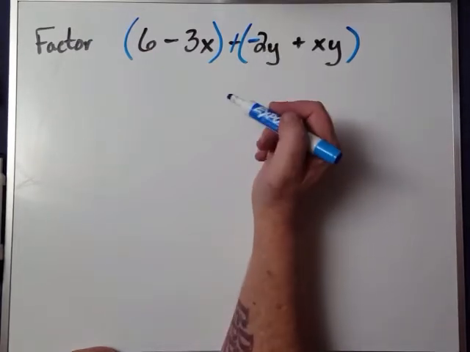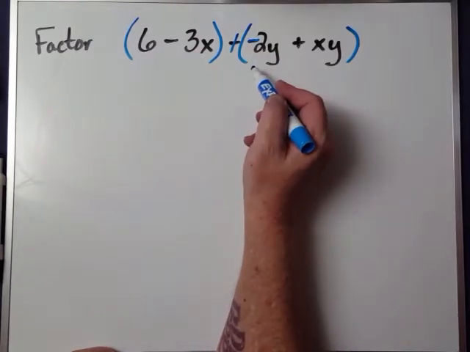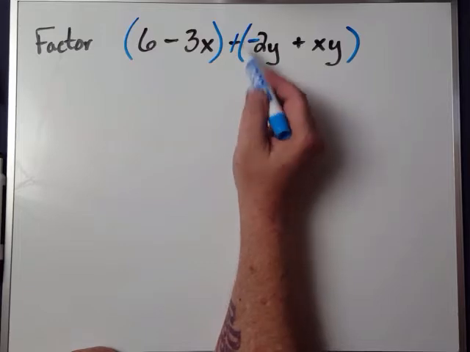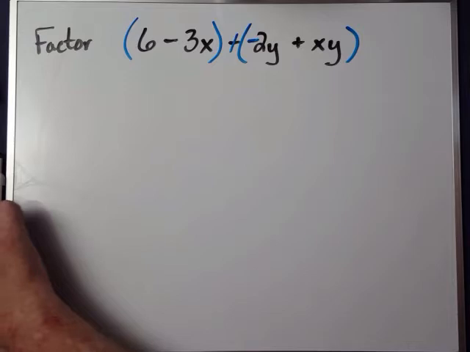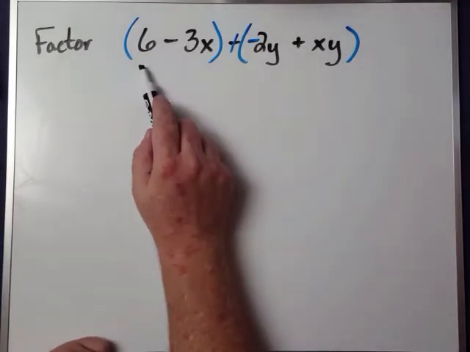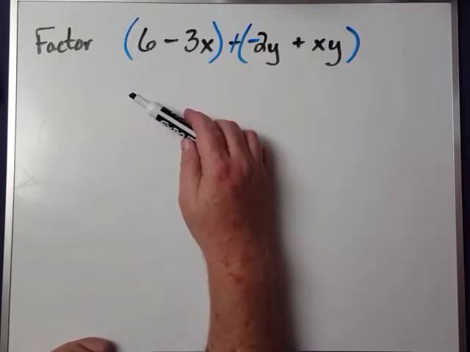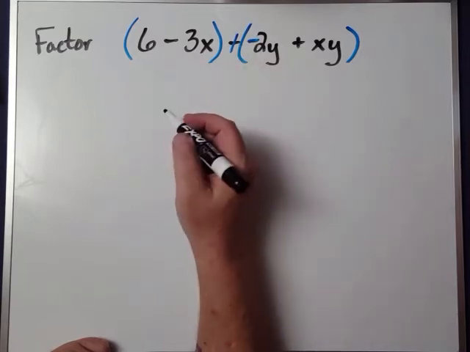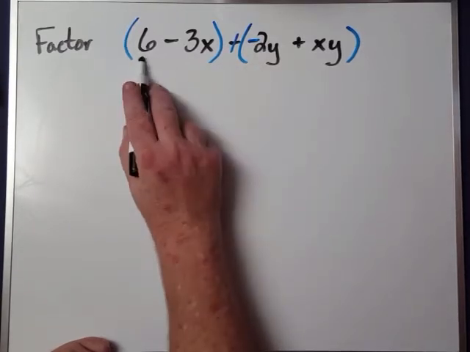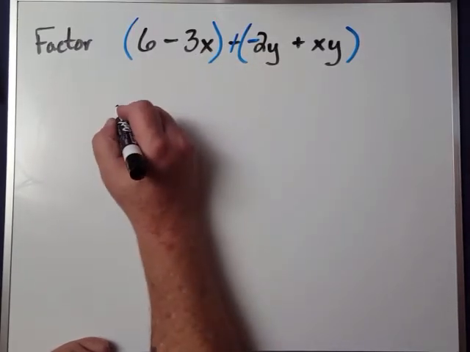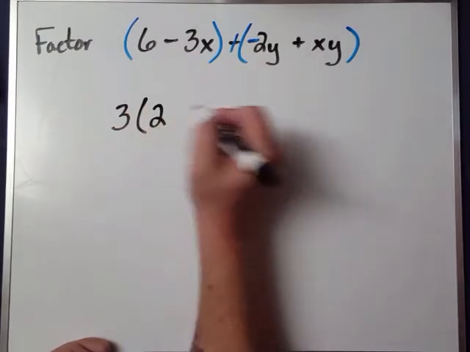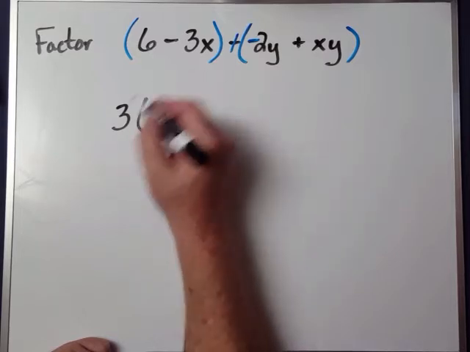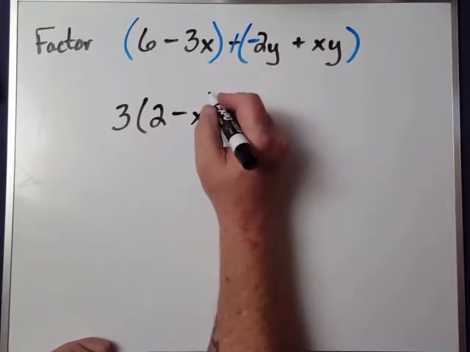That sign belongs to that term. Don't chop it off. You don't want to chop off a negative. Keep that sign with its term. Now that I've grouped with respect to addition, let's factor the greatest common factor out of the first pair. Between these two terms, the greatest common factor is 3. Factor a 3 out of 6, it leaves a 2. Minus, pull a 3 out of 3x, it leaves the x.